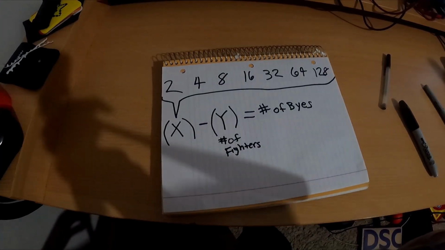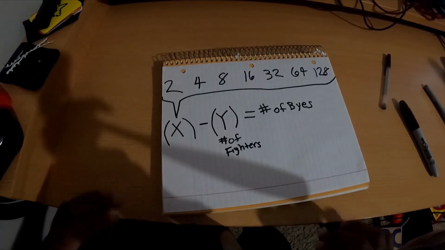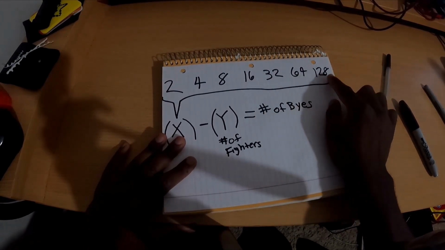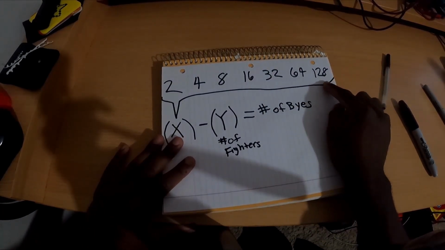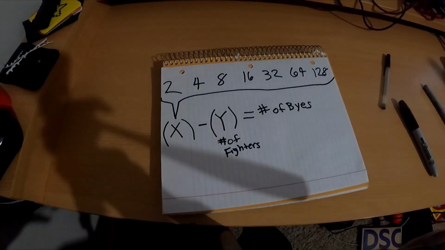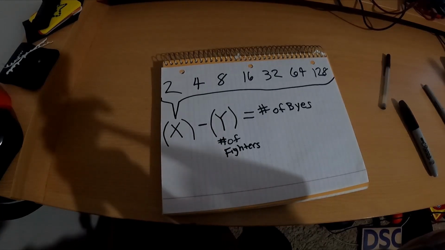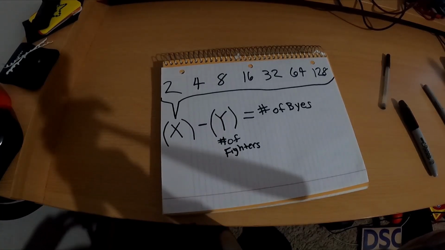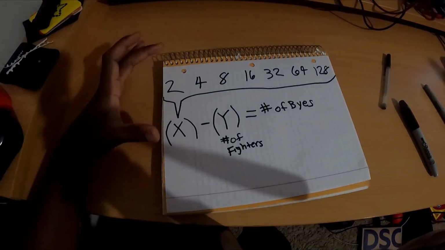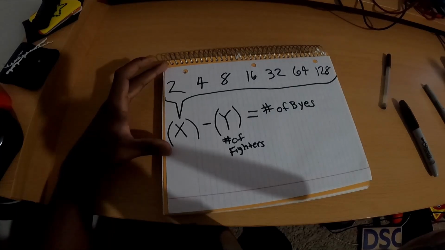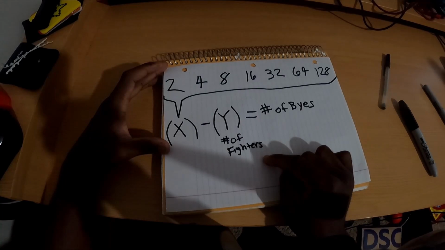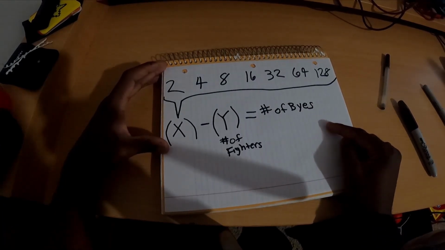So there are special numbers that we use to do this. These special numbers are 2, 4, 8, 16, 32, 64, and 128. Hopefully you don't have that many people in your tournament. The reason we use these numbers is they are the quote-unquote perfect numbers for a tournament. So X is going to be, in this equation, one of these special numbers, one of our perfect numbers. Y is going to be the number of fighters in your tournament. That will equal the number of buys that you have.